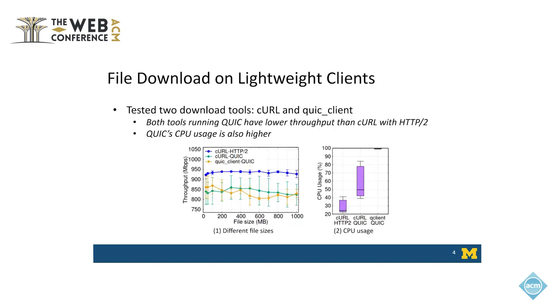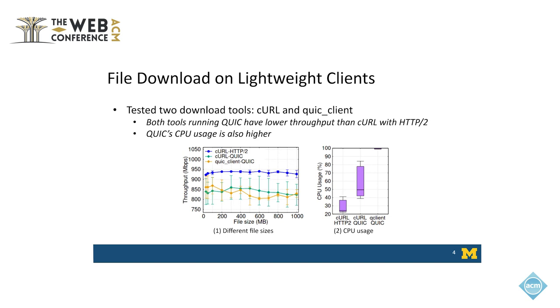Let's first look at the file download using two lightweight download tools, Curl and the QUIC client. Curl is a simple data transfer tool that supports both QUIC and HTTP2. The QUIC client is a standalone QUIC implementation in Chromium as a toy example and shares exactly the same QUIC stack with Chrome or Chromium. Both tools have an implementation of full transport and application protocol stacks, but are not built with any complicated browsing functionalities. First, we vary the file size from 50 megabytes to 1 gigabyte.